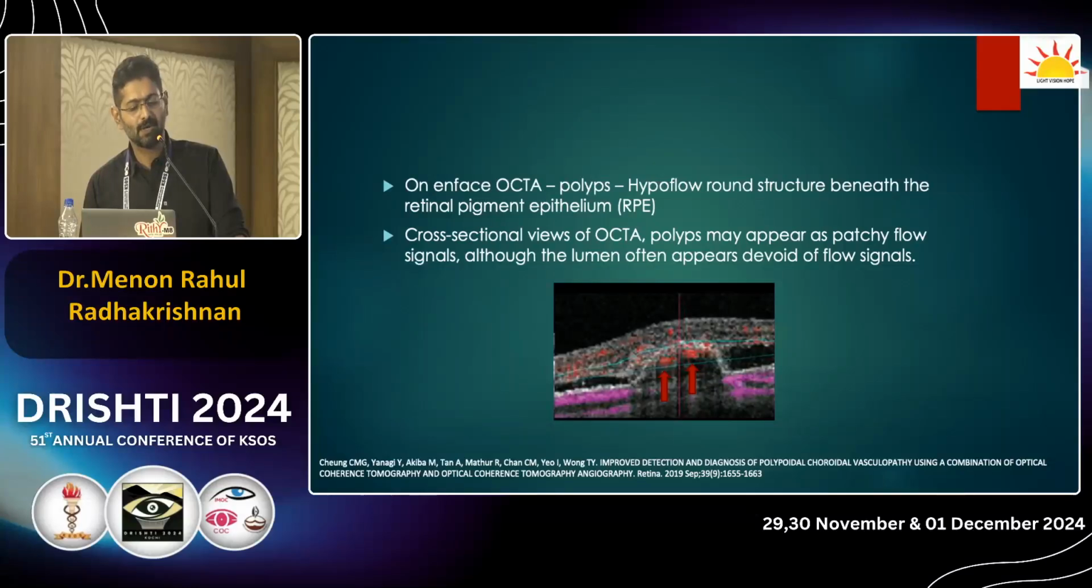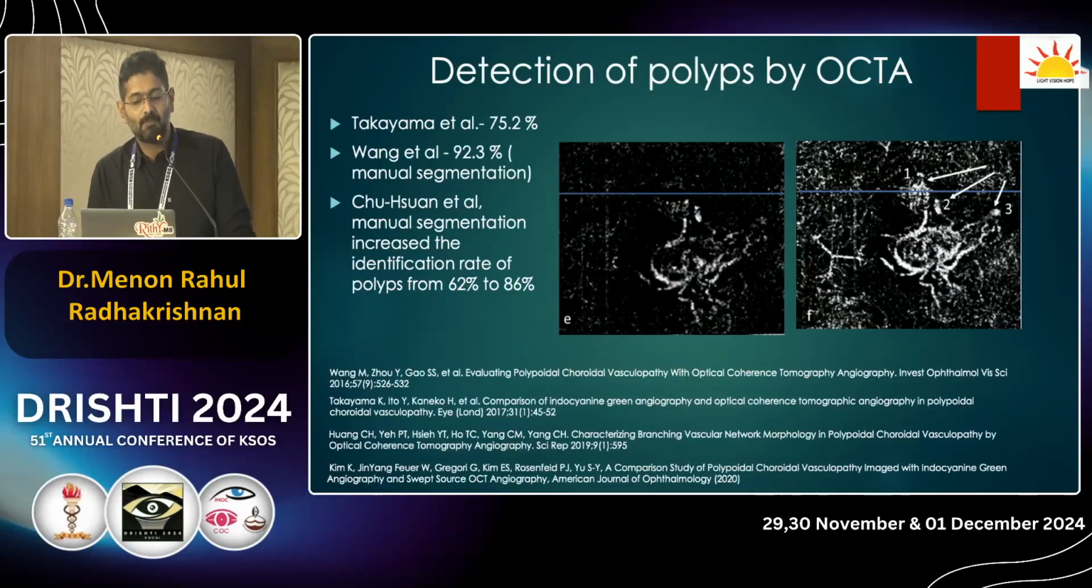Now in cross section, what happens is the polyps may appear as a patchy flow. So if you look over here in the cross section, these red dots that you see are called flow signals, flow analysis. So under the PED, you can see the flow that shows that there's some amount of flow there. So this is the cross section view, which shows the patchy flow.